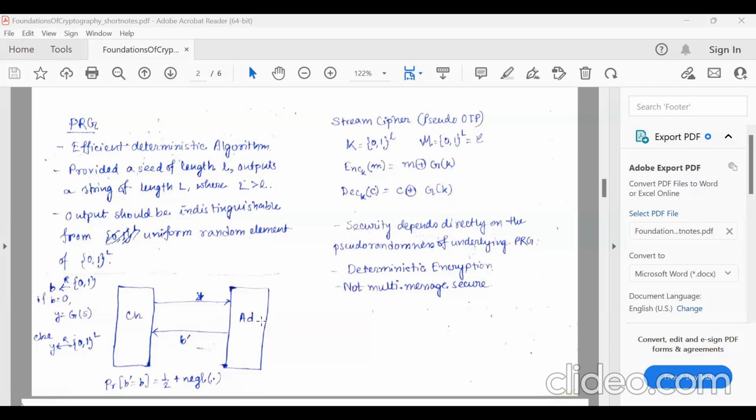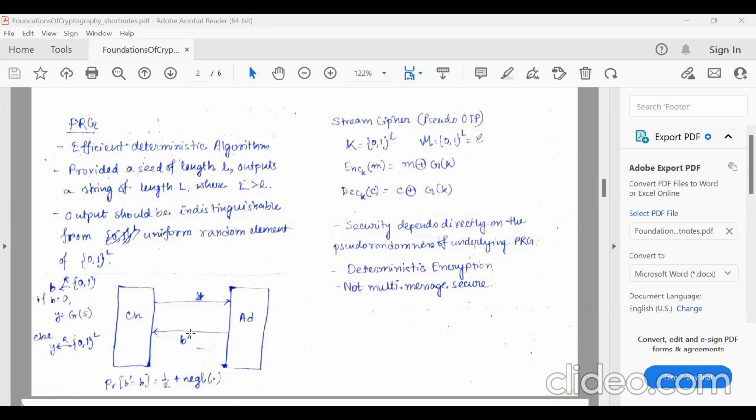So there is again a challenger and an adversary, and the challenger, in the setup phase of the game, decides by tossing a coin whether it is going to provide the adversary with a PRG output or with a truly randomly generated output of bit length capital L. According to that, the challenger provides Y, where Y can be generated by either of the two methods. And the adversary's job is to guess whether it is seeing a PRG output or a truly randomly generated output. So that is the guessing bit B'. Now, the adversary wins if B' is equal to B.